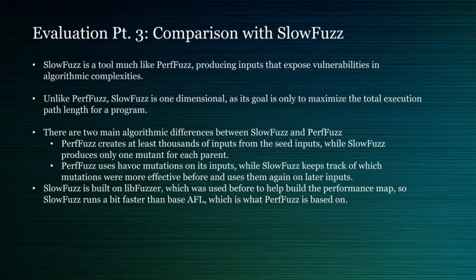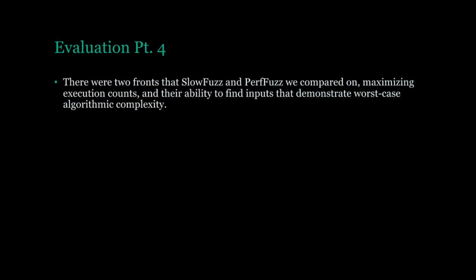This didn't really concern or worry SSLP, as they ran SlowFuzz and PerfFuzz for the same amount of time, and it wasn't that big of a difference, as you'll see. So there were two fronts that SlowFuzz and PerfFuzz were compared on: maximizing execution counts and their ability to find inputs that demonstrate worst-case algorithmic complexity. In every run of SlowFuzz, they used the example inputs found in the example directory. There was a partial exception to all of them, as they used a strategy called a hybrid mutation strategy, which was also used to test SlowFuzz itself.